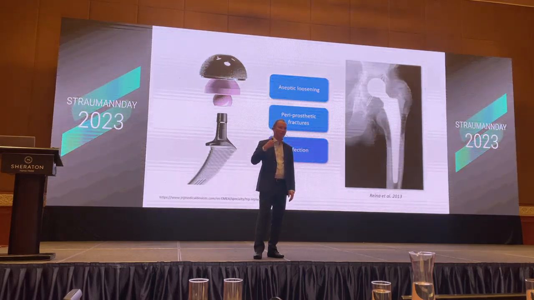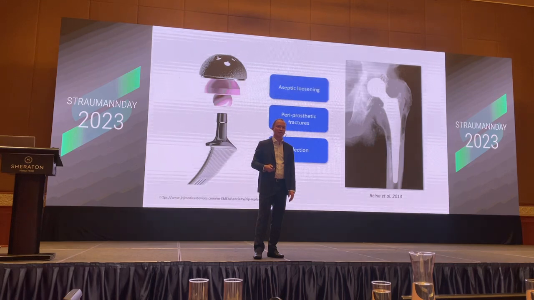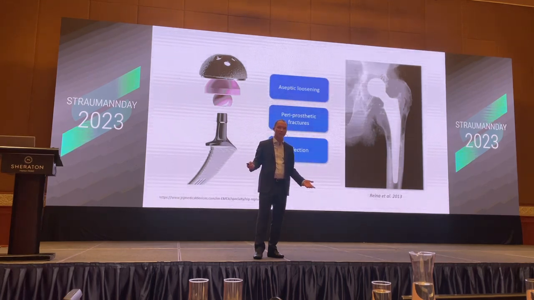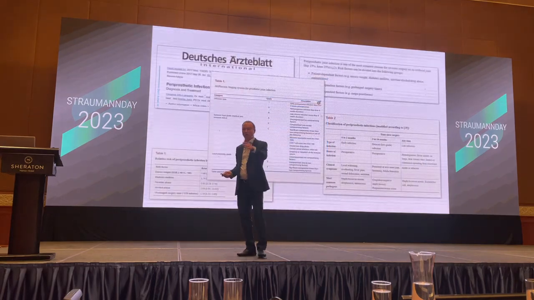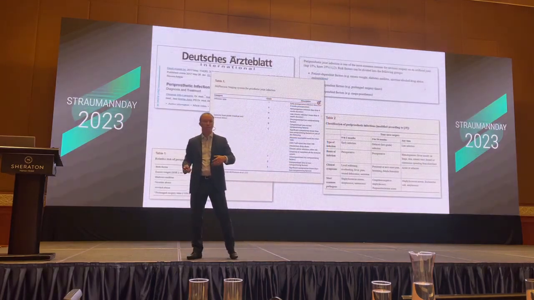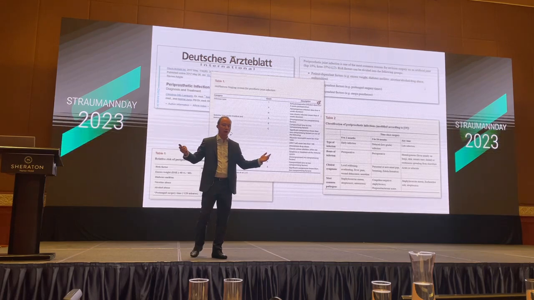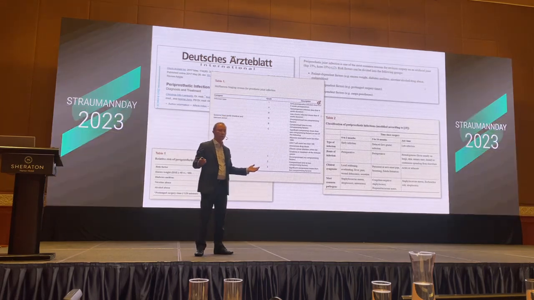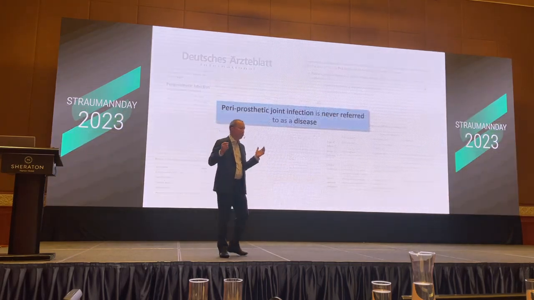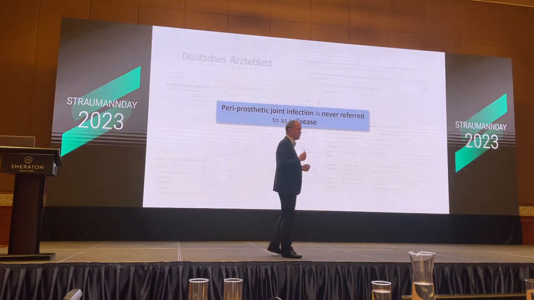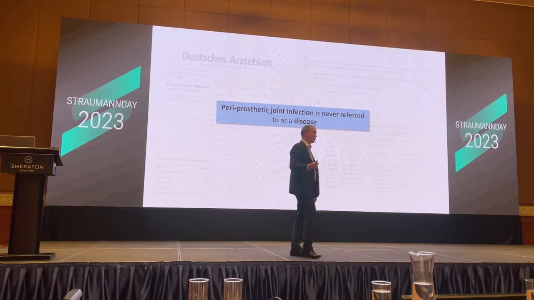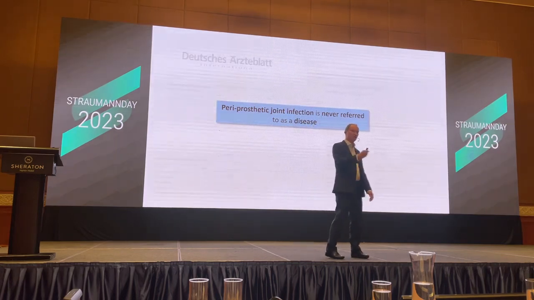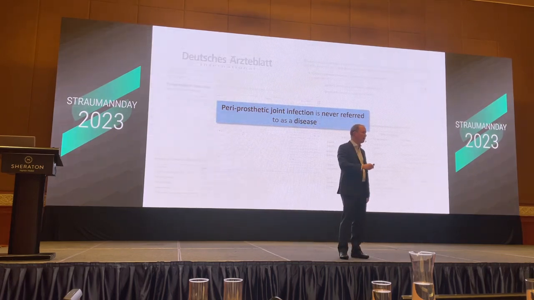So in dentistry, we treat it like a disease. In orthopedics, it's an infection. It's a complication. You just look at a review article like this. Pull up any review article on periprosthetic infections, and not once is it referred to as a disease. It's not a disease because it's an infection on the joint. Why is it in dentistry we call it a disease?